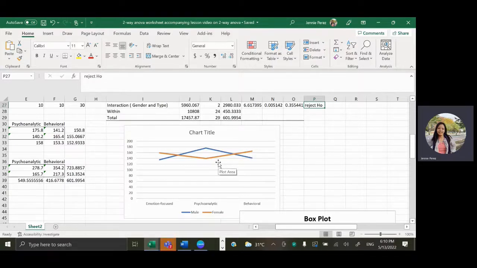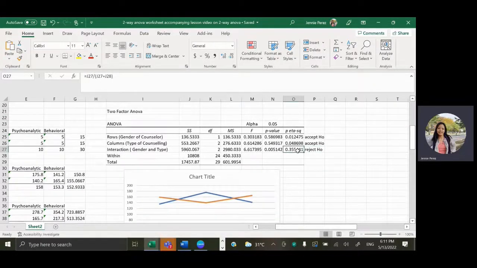So we can note a significant difference in grief scores between clients under a male counselor and under a female counselor if the type of counseling used is psychoanalytic type of counseling.